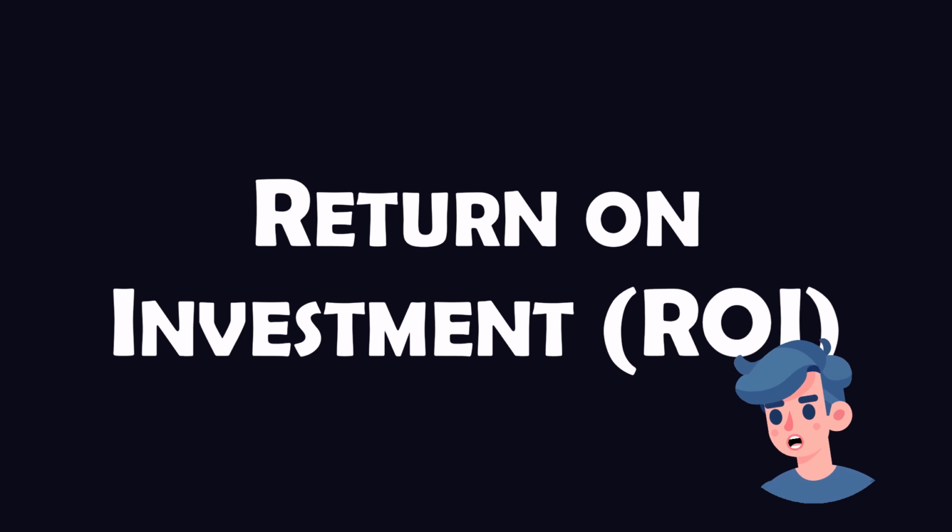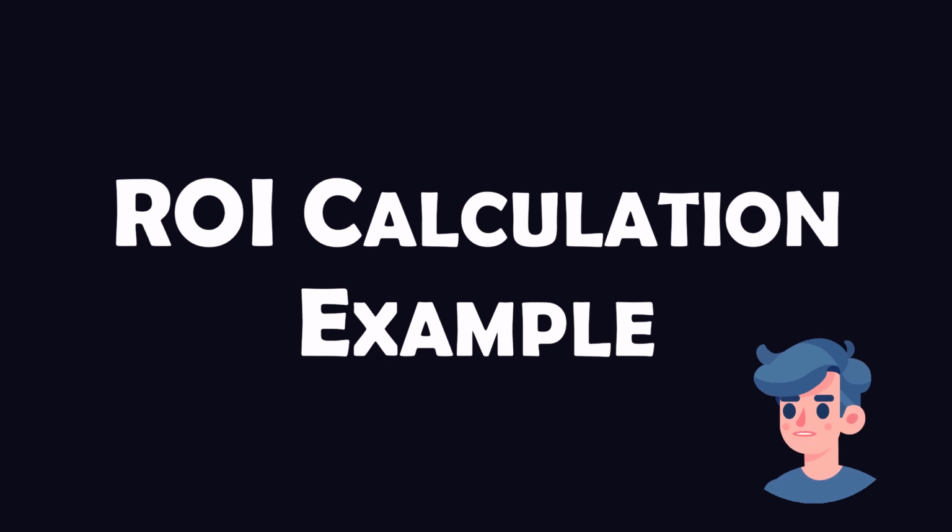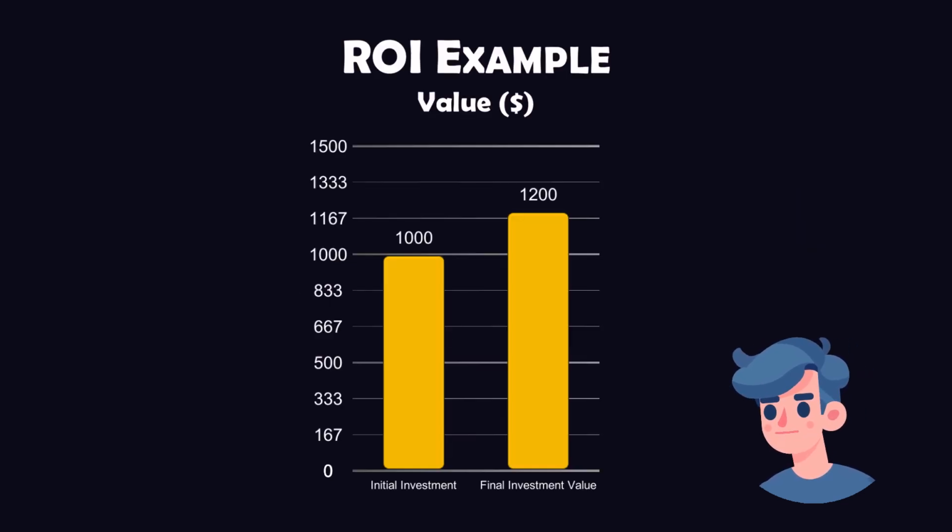The simplest form of measuring investment performance is the return on investment, or ROI. This is calculated as the gain or loss generated by an investment relative to its initial cost. Imagine you invested $1,000 in a stock a year ago, and today it's worth $1,200. The ROI would be calculated as follows.